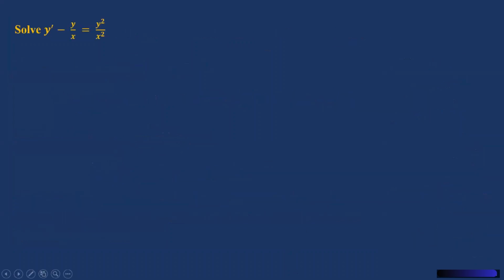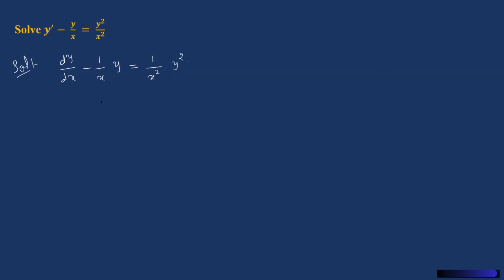Now let's just look at this question. Look at the question carefully. It is y dash minus y by x is equal to y square by x square. Right? I'm just rewriting the given differential equation. Y prime means you can write it as dy by dx minus 1 by x into y is equal to, on the right hand side, 1 by x square multiplied by y square. Right?